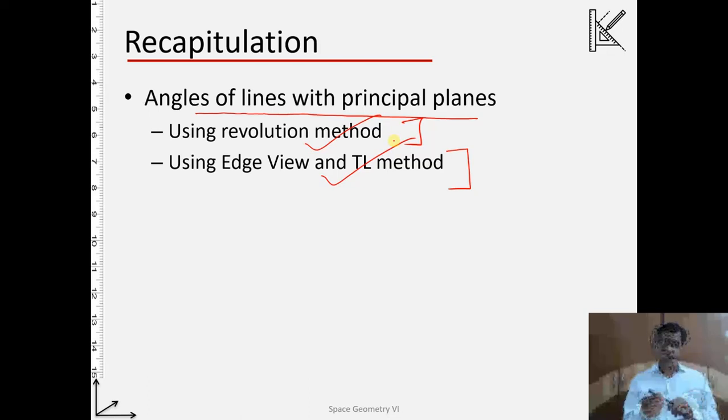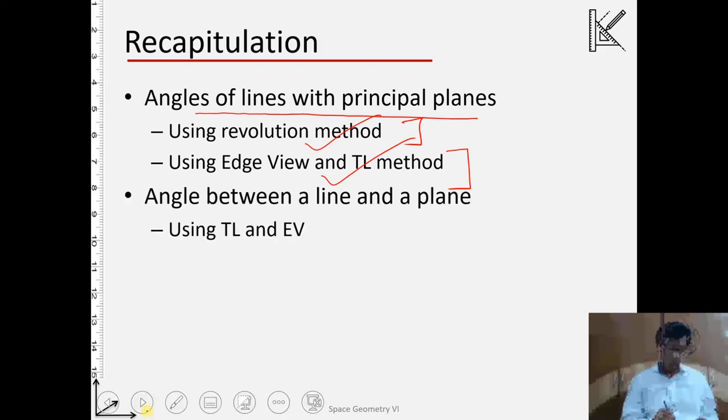And then once the true length, or the true view, normal view of this line is available, we know the angle will be the angle between the edge view of the plane and the true length of the line. So by making use of this, we could determine the angles.